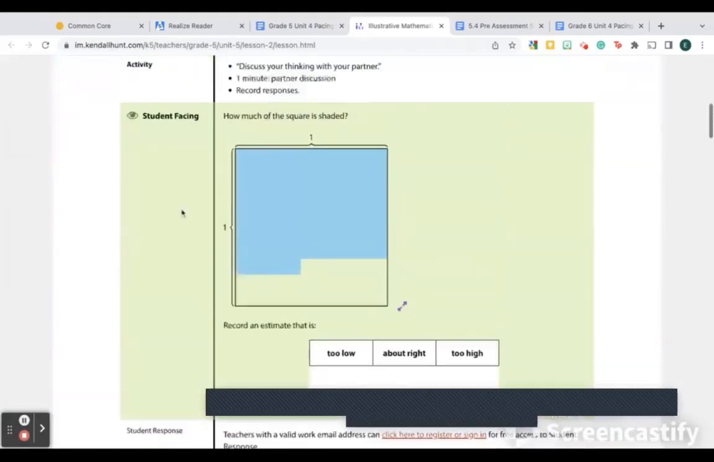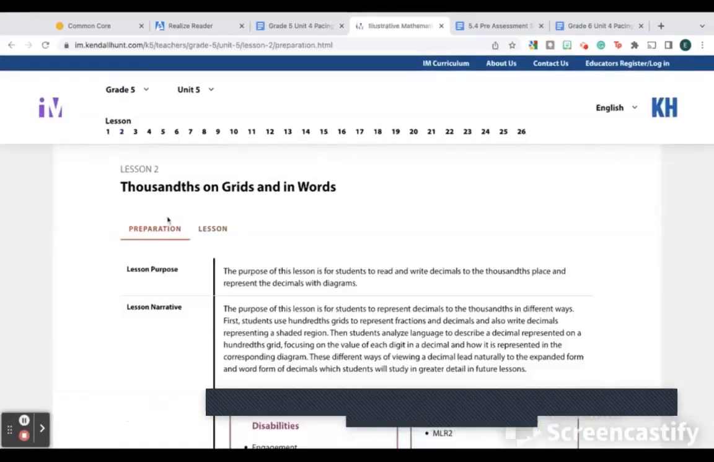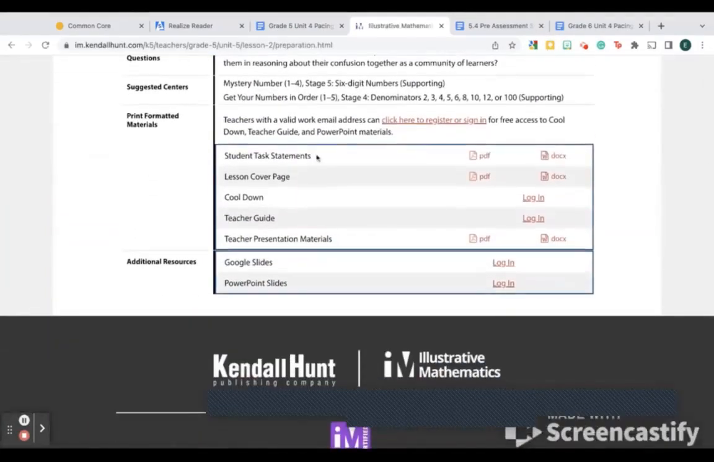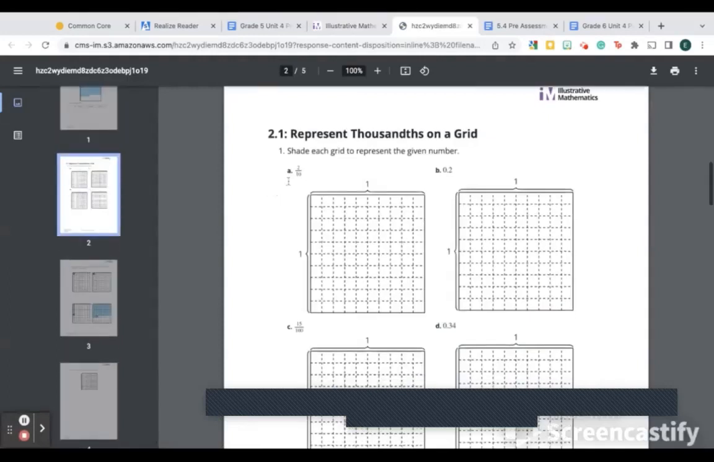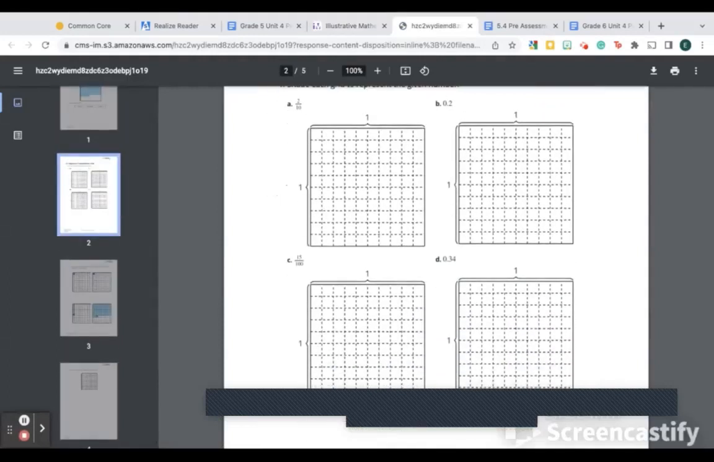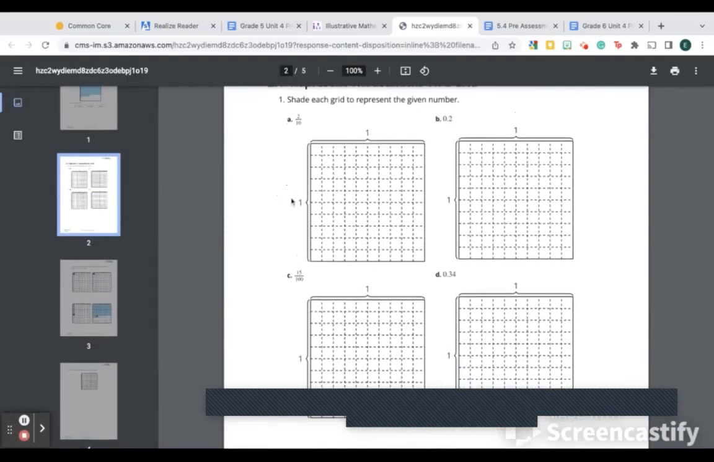So I could go back to preparation, go down to student task statement, and if I download the PDF, it will give me a nice printable version. I'm not going to use all of these pages, but I think I might just use this page. I think this would be a great way for me to work with a small group, to have them representing some of these fractions and decimals, and then discussing them, making connections between the concrete, representational, and abstract. I could even get out some place value blocks to help us as well.